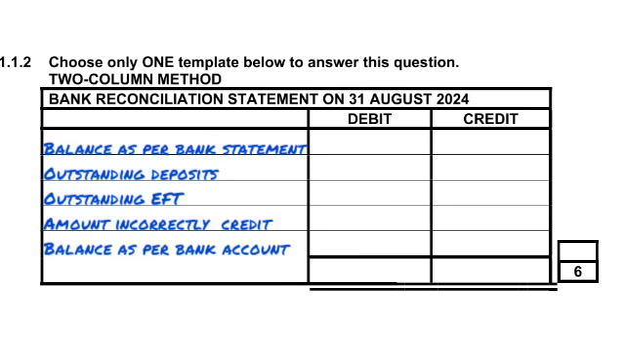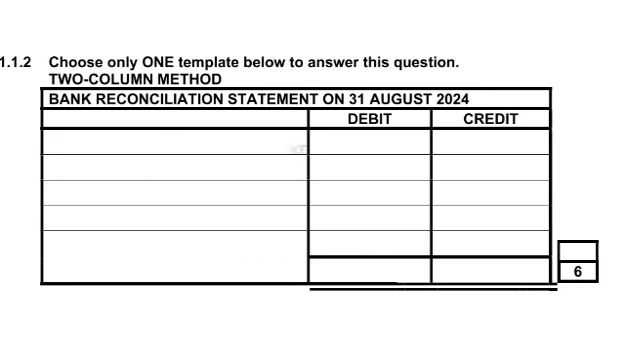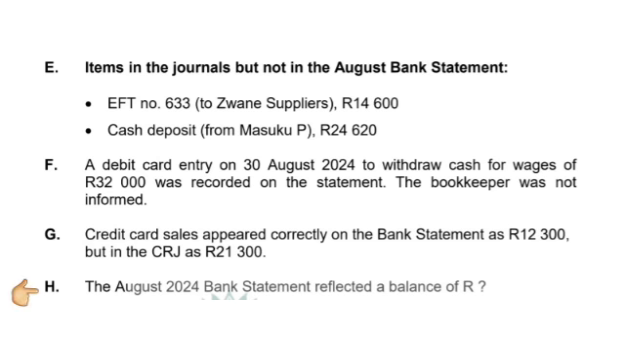At first, we have a balance as per bank statement. This is usually the balancing figure, so it will depend on whichever side it goes. And then you have outstanding deposits, which always go on the credit. Outstanding EFT is always going to go on the debit, and then amount incorrectly credited, that means you're going to correct it on the debit, and then balance as per bank account at last.